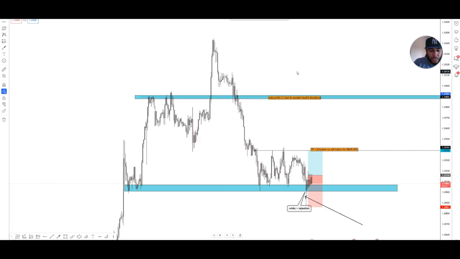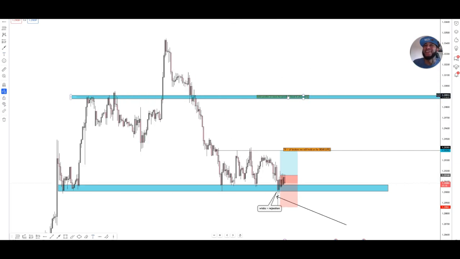This is what happens when you are a trader and your mind runs a million miles a minute. You think of so many things. All right, so take profits too. Look for the possible head and shoulders.